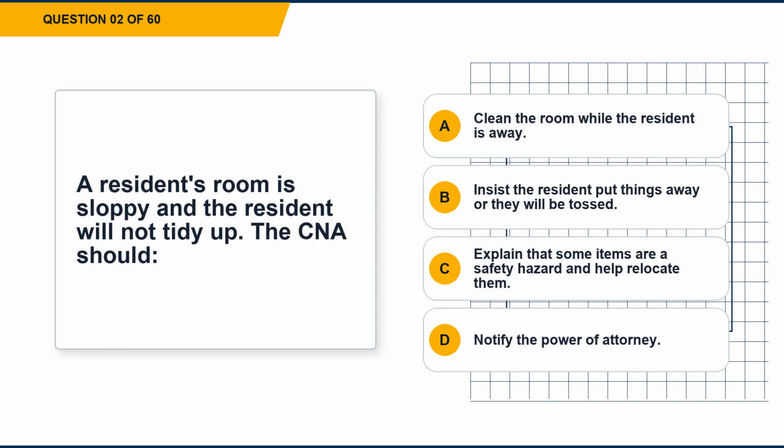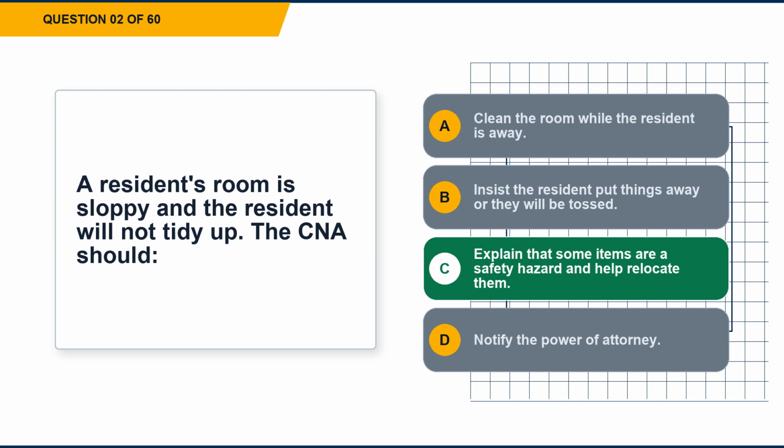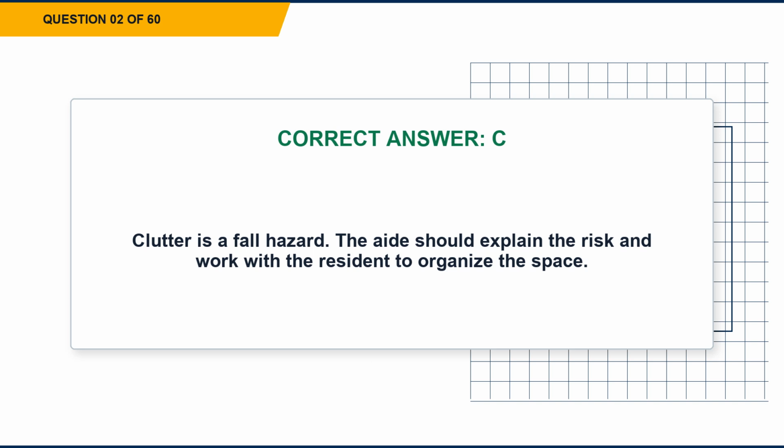Question 2. A resident's room is sloppy and the resident will not tidy up. The CNA should. Option A, clean the room while the resident is away. Option B, insist the resident put things away or they will be tossed. Option C, explain that some items are a safety hazard and help relocate them. Option D, notify the power of attorney. The correct answer is option C, explain that some items are a safety hazard and help relocate them. Explanation. Clutter is a fall hazard. The aide should explain the risk and work with the resident to organize the space.